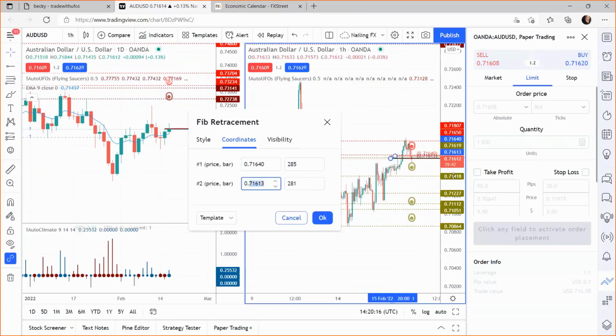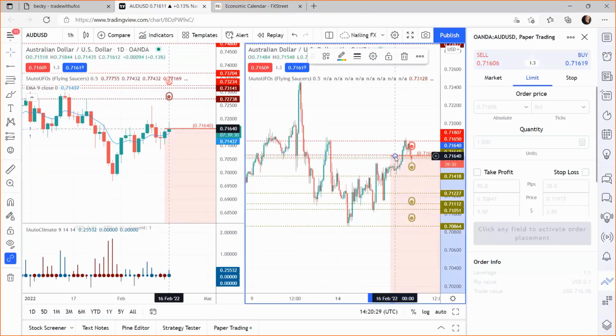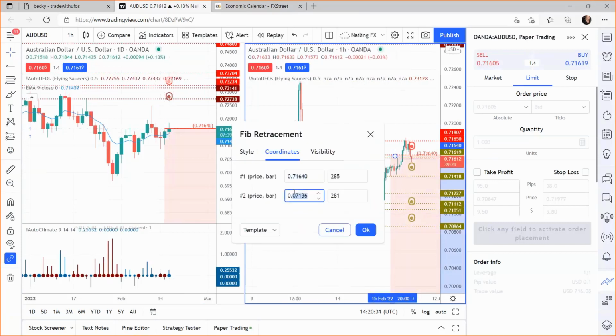The stop loss is going to be taking this number, which is 0.71418, round it down to 0.7141, and take off 5 pips for wiggle room. Oh, I did that the complete wrong way, sorry. So that's 0.7164 and 0.7136. There we go.